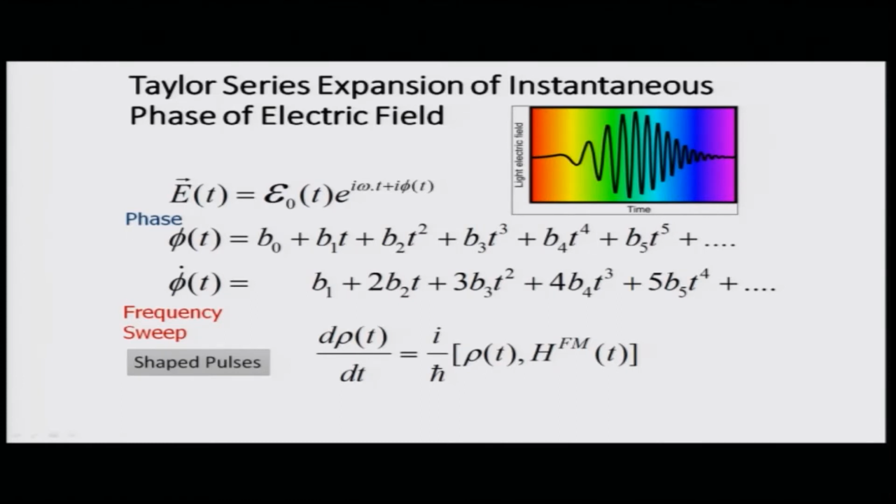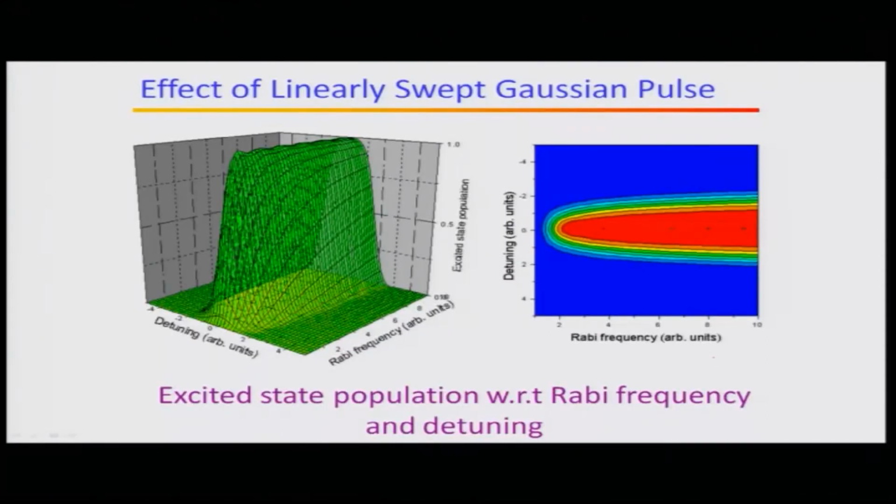One of the simplest applications we discussed was the idea of using a Taylor series expansion of the instantaneous phase of the electric field, where the phase was expanded using the Taylor series, and its derivative gave rise to the frequency sweep, which resulted in shaped pulses. The application of those and their interactions with the model systems can be understood in terms of an ensemble of states by using the Liouville equation. That is typically the result of all these theoretical models which have been described and discussed in many of the lectures previously.